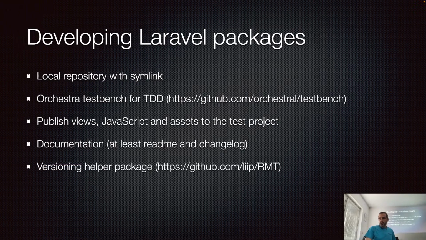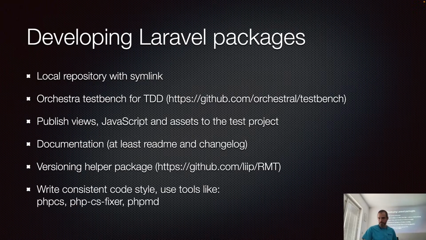I like to use a versioning helper package, which is called RMT, basically release management. It can automatically create the tag, it can automatically generate the changelog, and it can write the version into the composer JSON. So I like the tool, but if you just manually create a tag and push it up, it will work. Or on GitHub, there is a new release functionality. You can use that as well. That's up to you. And write consistent code style.